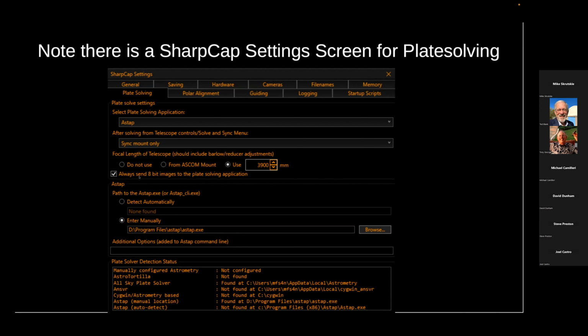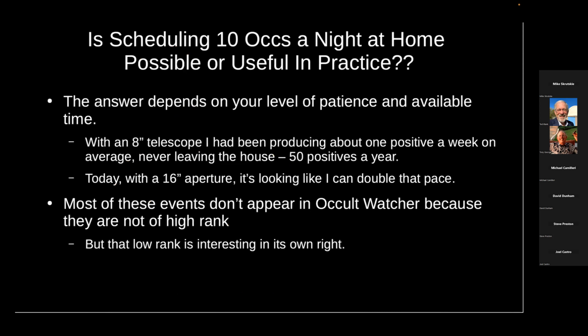And then once configured like that, you've got the button where you can always initiate a plate solve manually. And there's the plate solving command in the script. So that's the general scripting procedure. I want to talk about, is this useful? Can I sit at home with an 8-inch telescope and actually find 10 useful occultations to do in a night? And the answer is basically yes.